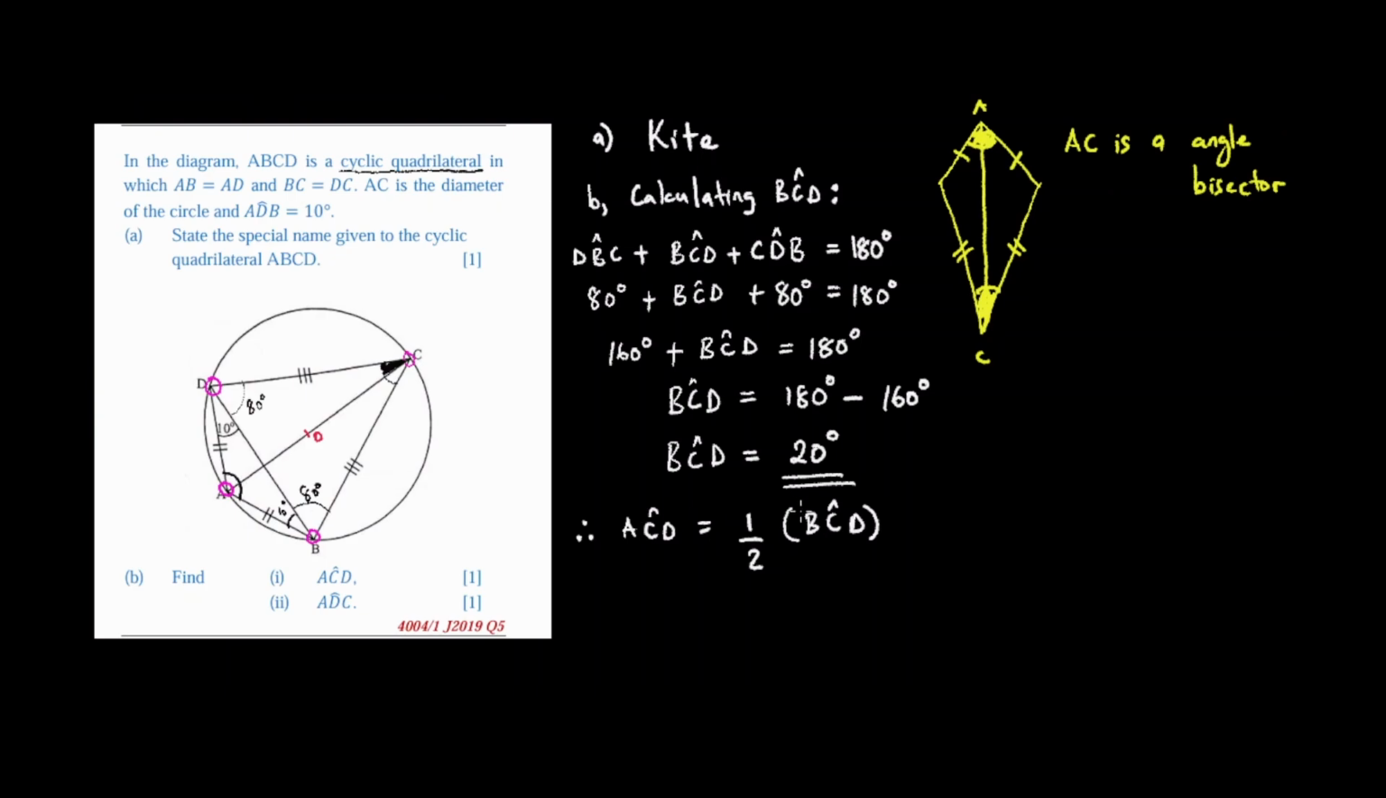So ACD is equal to half of BCD. This means this is equal to half of 20 degrees. Then that is working to give 10 degrees. So ACD is equal to 10 degrees. That earns you 1 mark.